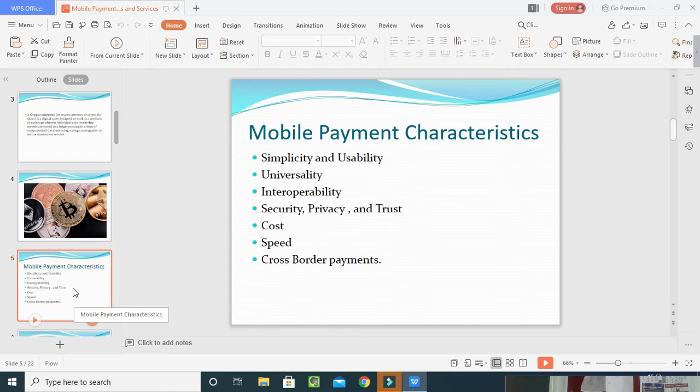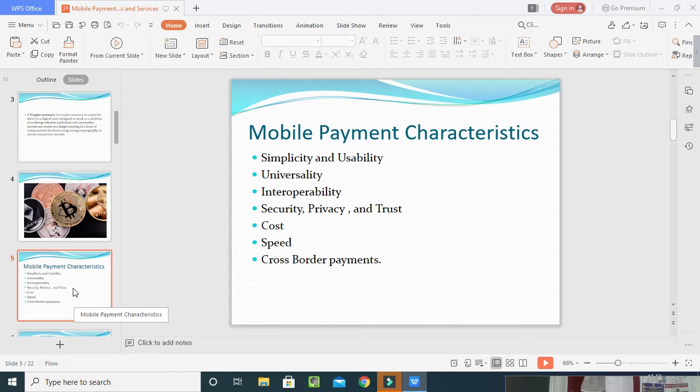We do have security. The next characteristic of mobile payments is security, privacy, and trust. As you are aware of how security takes place, you can keep your transactions private with a password or other security. And first and foremost is trust. Trust is such a thing in the bank that everyone trusts and utilizes their bank account.